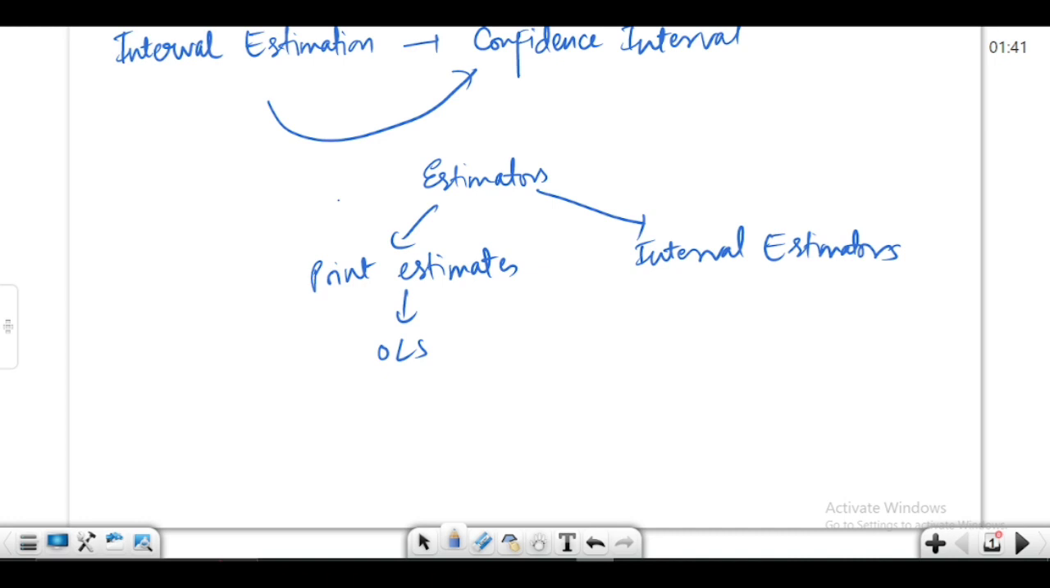So, in the last video, we had talked about your classical normal linear regression model. Okay, I hope you saw the video. Today, we'll be talking about your point interval estimation and your confidence interval.